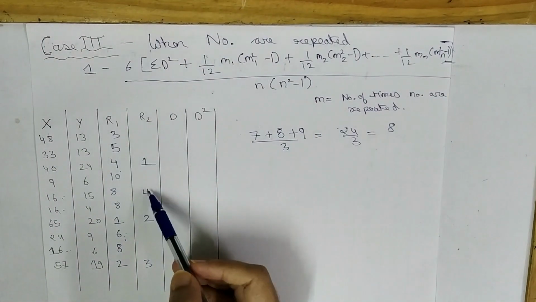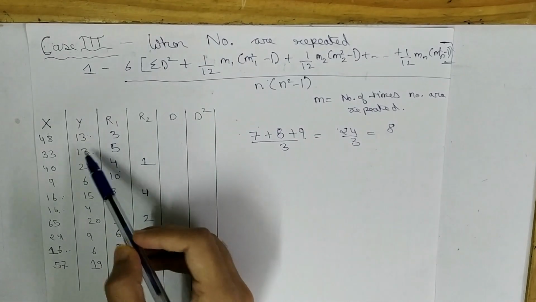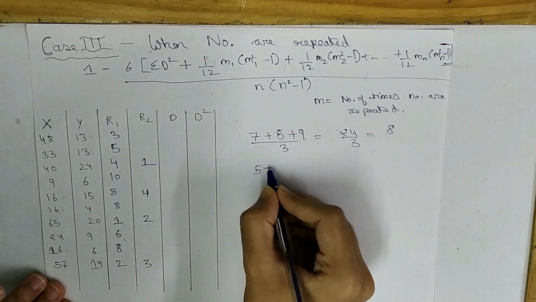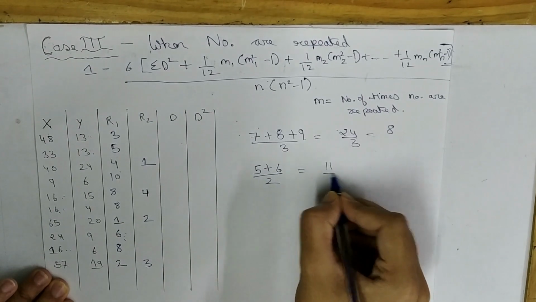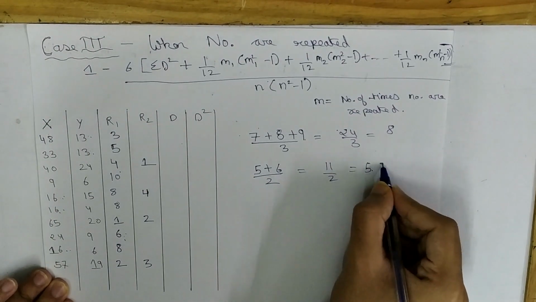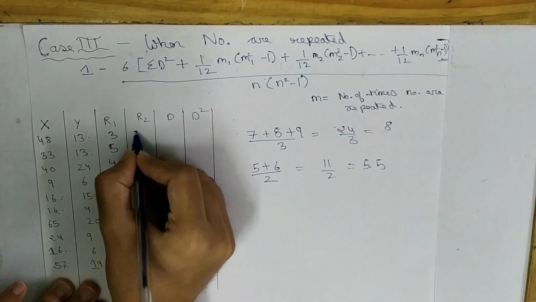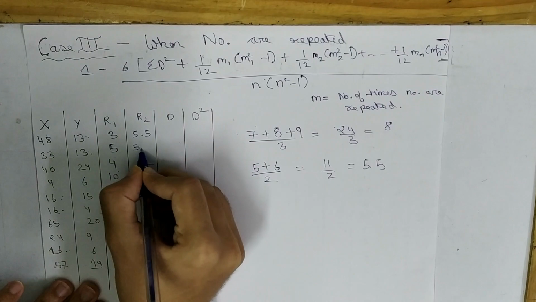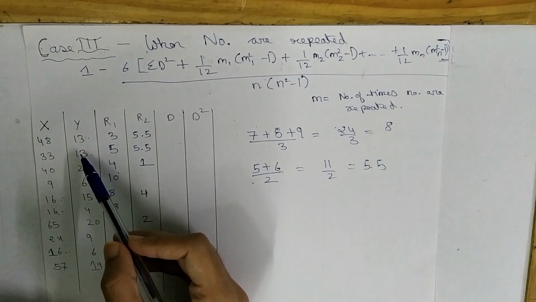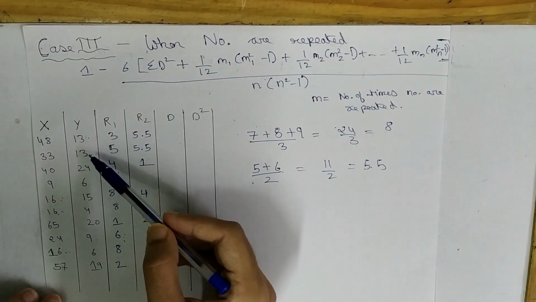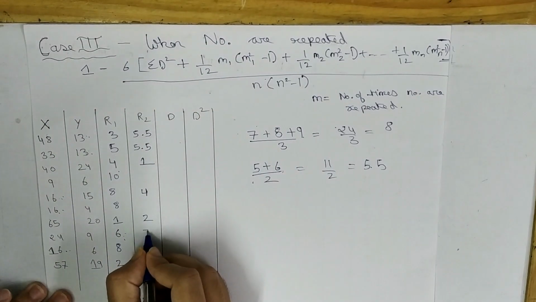So after 4, in these two 13s, which will be the 5th rank and which will be the 6th rank? So for this, we add 5 plus 6, and these are two numbers, so we divide it by 2. So this will be 11 upon 2, that is 5.5. So we allot 5.5 in both the 13s. After 5th or 6th rank, we have to allot 7th rank. So after 13, the greatest number is 9. So 9 will be our 7th rank.